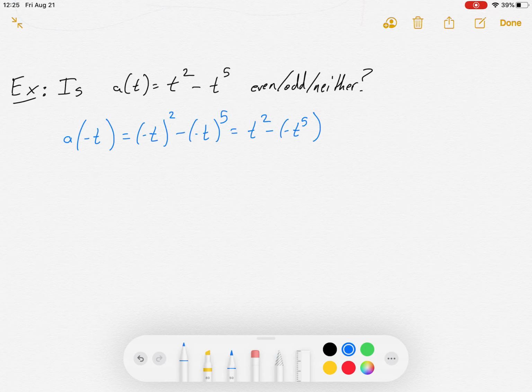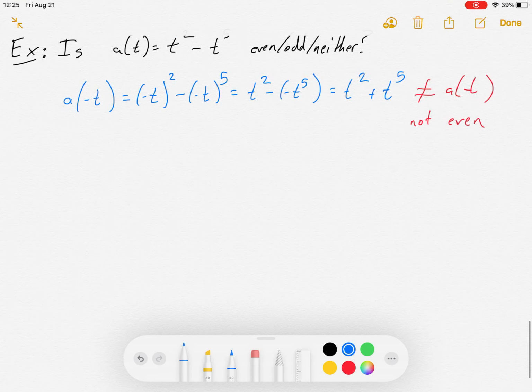You could prove that if you actually multiplied that out. And so then we would end up with t squared plus t to the 5th, which is not equal to the original. So therefore, this is not even. So then we would say, well, it's not even. Let's see if it's odd. You could even cross that out if you wanted.